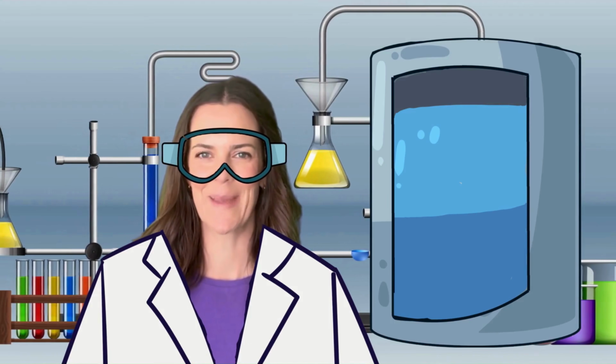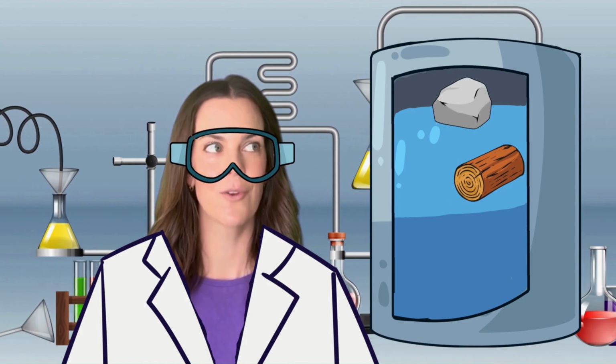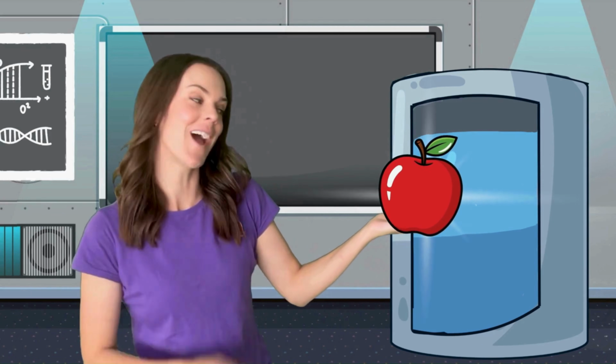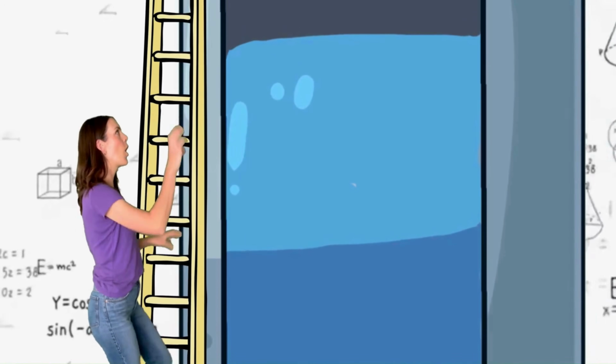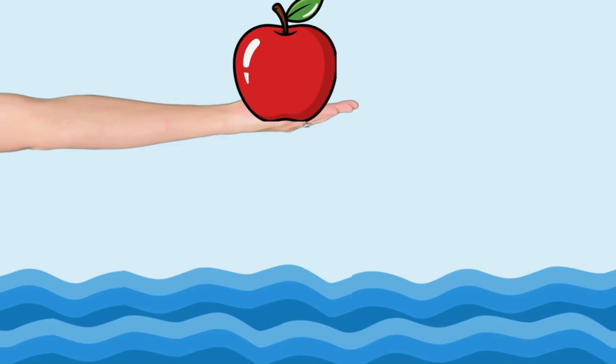Let's have an experiment to see which objects float and which ones sink. Like this apple. Let's try this apple. I'm gonna put the apple in the tub. So will it sink or will it float?